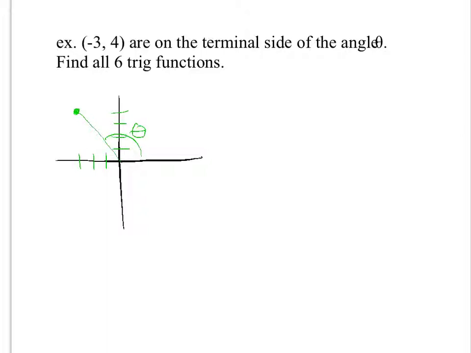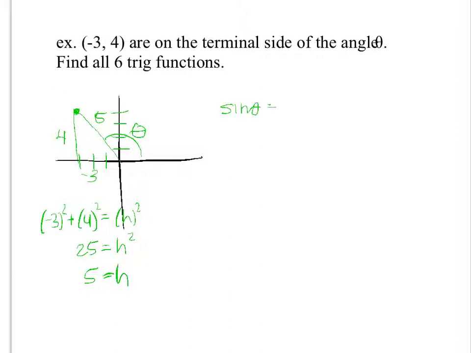But I'm trying to find all 6 trig functions of this. So I can create my triangle. And this would be -3, and this would be 4. And so then to be able to find sine, cosine, and tangent, I need to find the hypotenuse. So I use my Pythagorean theorem to do that. And this will be the hypotenuse squared, and if I do all my math, I get 25 equals the hypotenuse squared, so the hypotenuse equals 5. Okay, so now I can go ahead and do all the math.